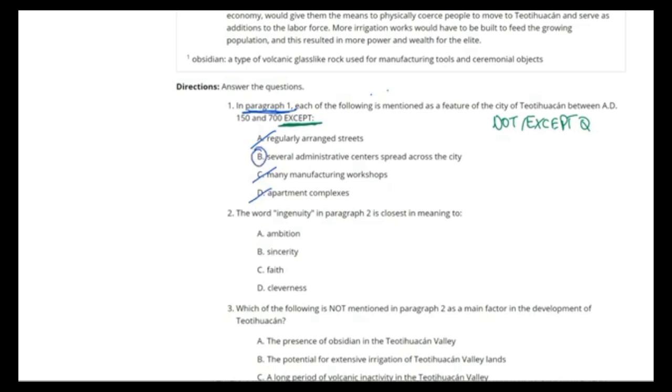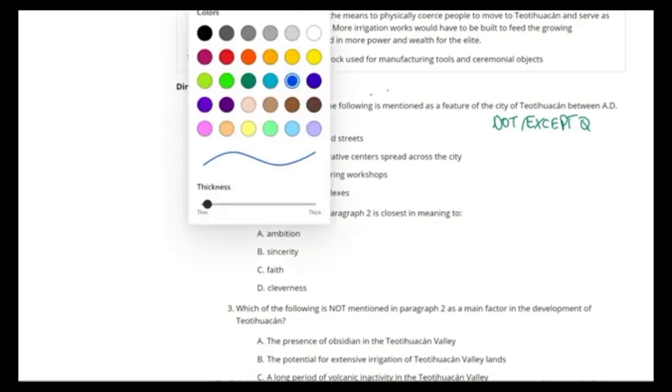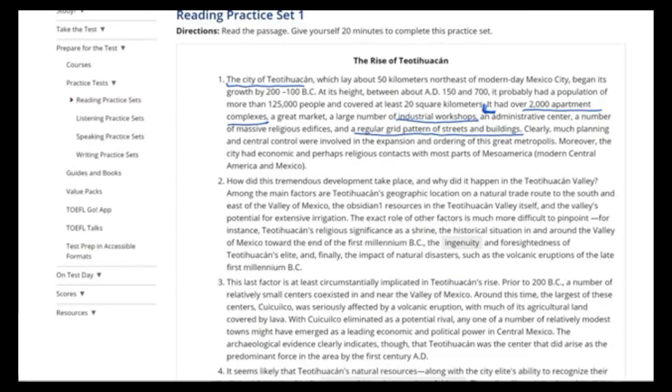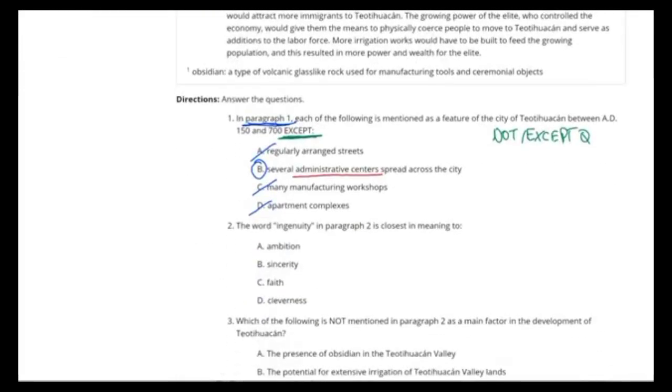Now let's have a look at the first paragraph again, because this answer wants to trick you, and I will show you now why. As you can see here, it talks about administrative centers, and here they're trying to confuse you because the first paragraph also mentions an administrative center. So the words administrative center appear there, but the paragraph talks about an administrative center, so it's only one. And the answer here, B, talks about several administrative centers spread across the city.